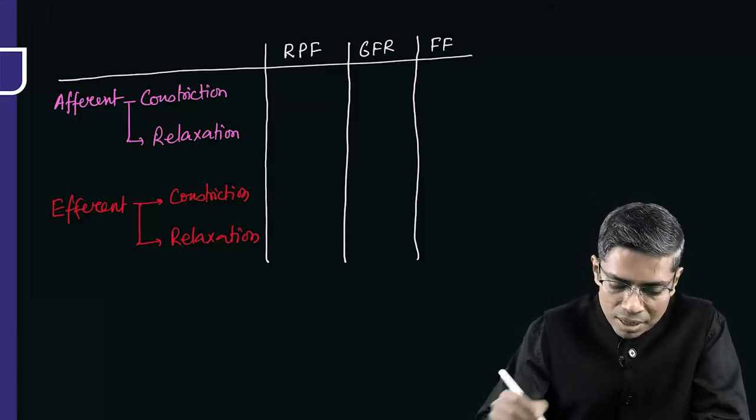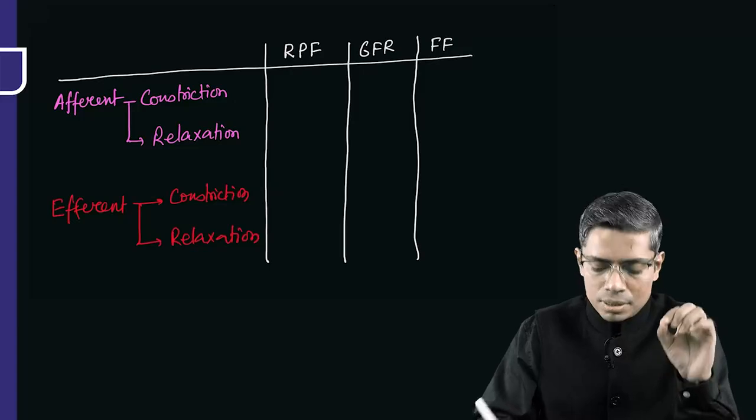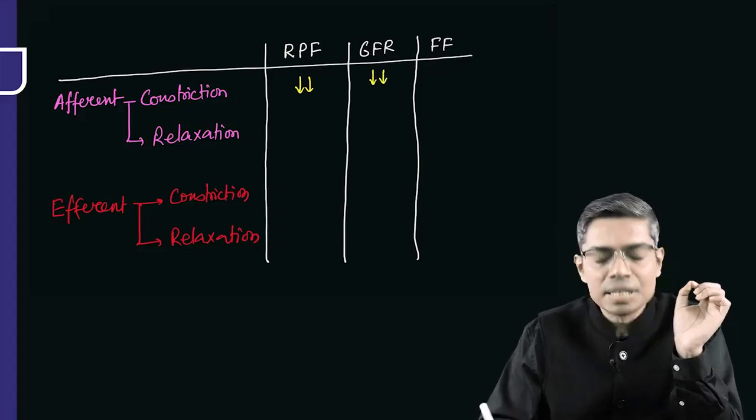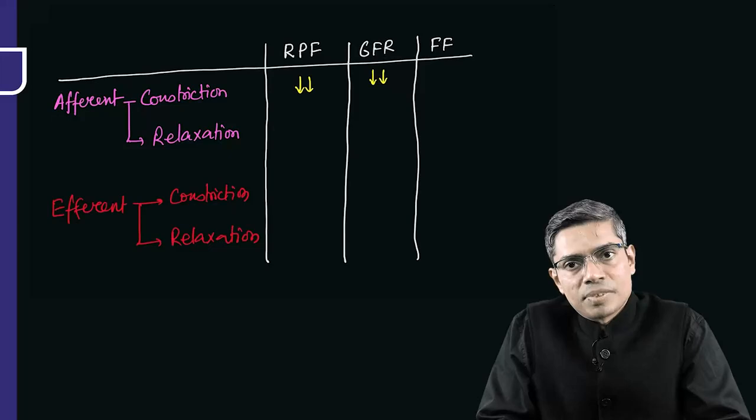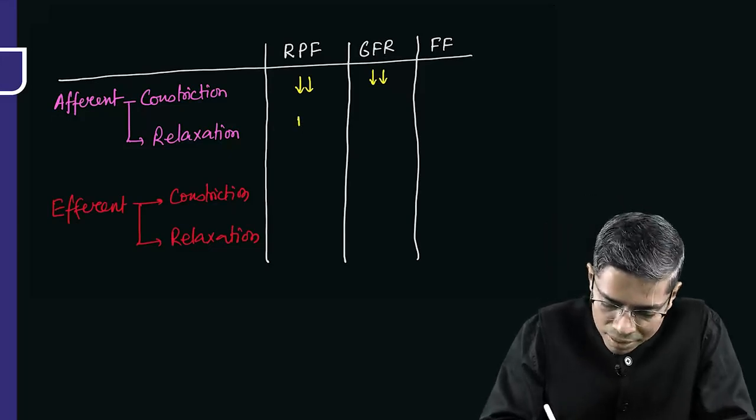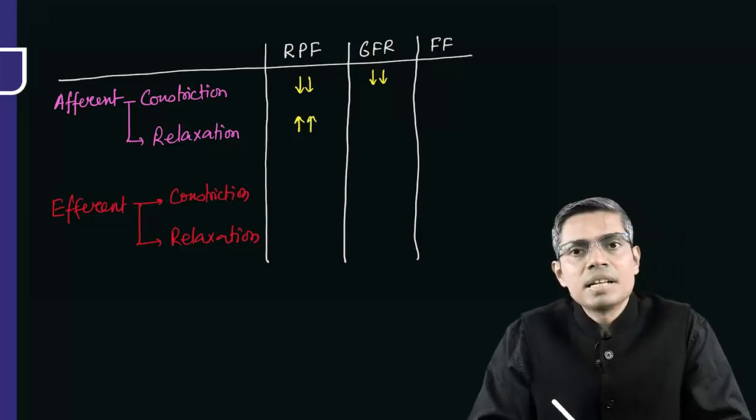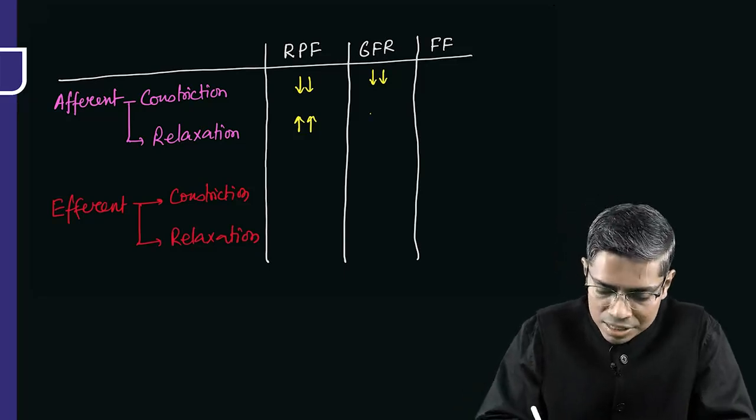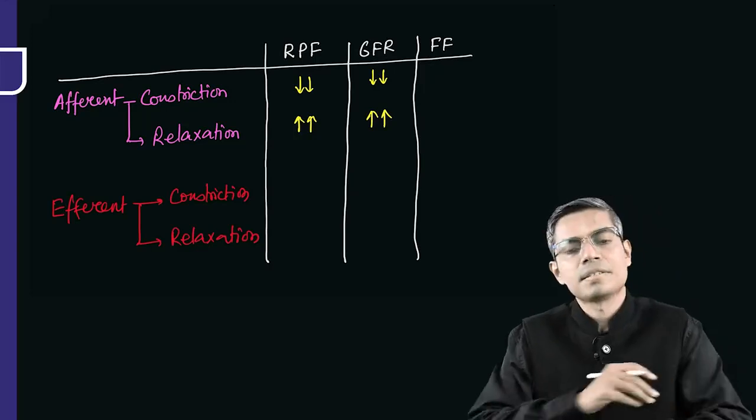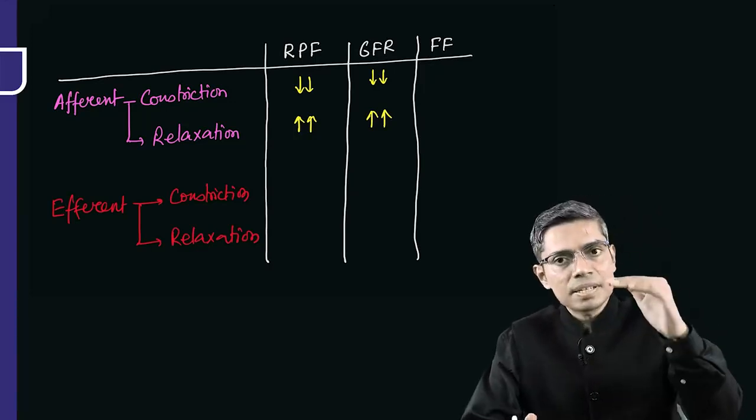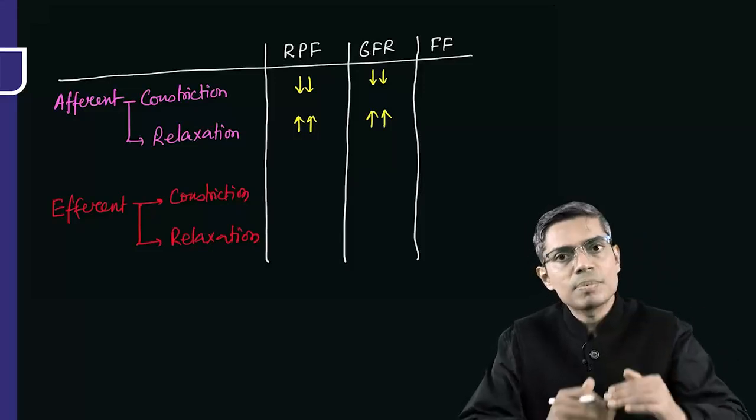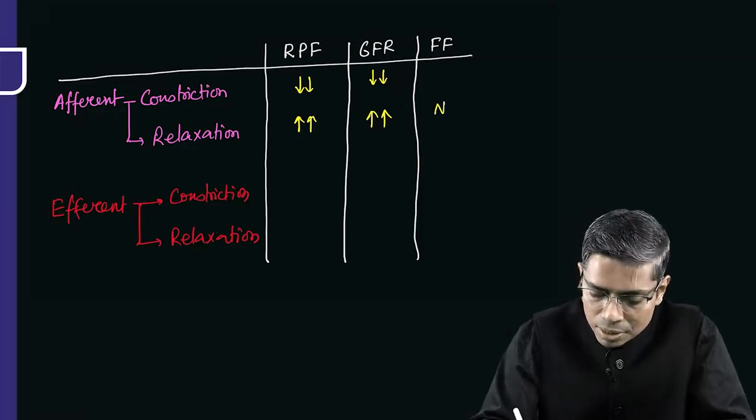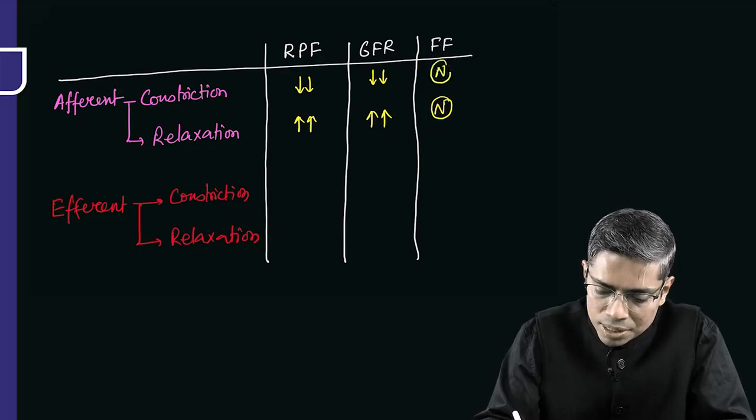Okay, so afferent arteriole, if you cause constriction, renal plasma flow will decrease. Proportionally, your GFR will decrease because hydrostatic pressure is going to be reduced. Afferent arteriole relaxation means renal plasma flow will rise, hydrostatic pressure will increase, and GFR will also proportionately rise. So if your GFR is rising and renal plasma flow is also rising proportionally, what will happen to filtration fraction? It will remain normal. It will remain normal in both cases.